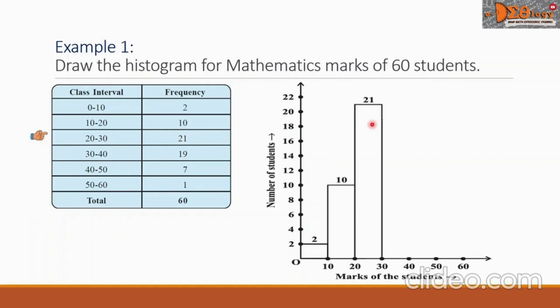Here it is. Next class, from 30 to 40, frequency is 19. Here we go. Next class, from 40 to 50, frequency is 7. This is our box. Last class, from 50 to 60, 1 frequency. This is our corresponding box. Now, our histogram is complete.